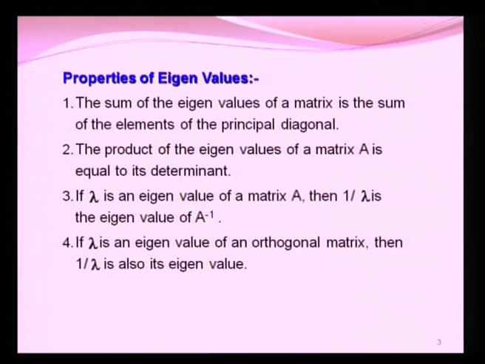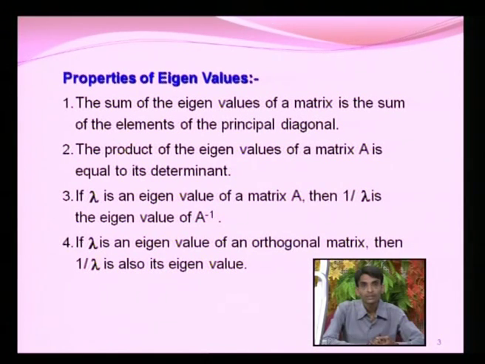So the first property is that the sum of the eigenvalues of a matrix is the sum of the elements of the principal diagonal. The second property is that the product of the eigenvalues of a matrix A is equal to its determinant. Note that the product of eigenvalues is equal to the determinant of the given matrix, right?